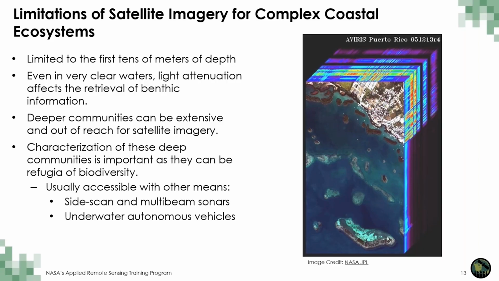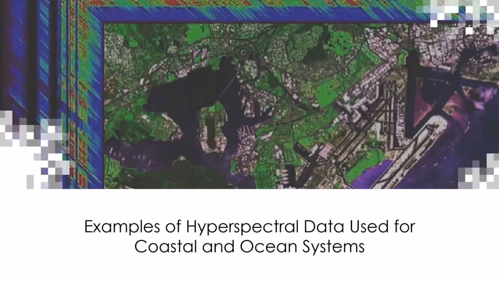Now, the characterization of deeper communities is usually restricted to alternate means, such as sonars or autonomous underwater vehicles with camera systems, because of the limitations of airborne or satellite-based remote sensing imagery. Now let's see some examples where hyperspectral data has been used for studying coastal or ocean systems.